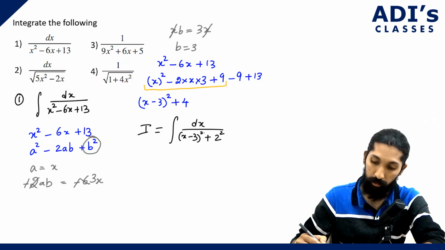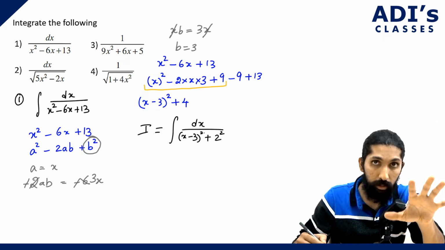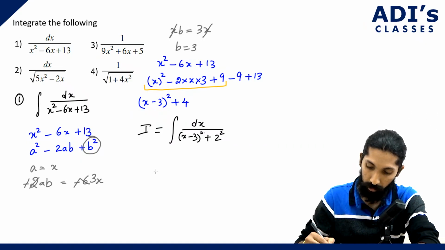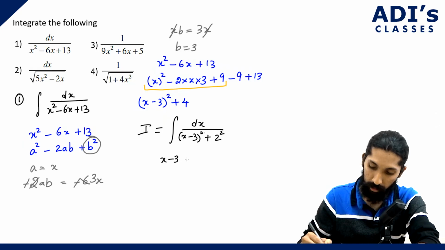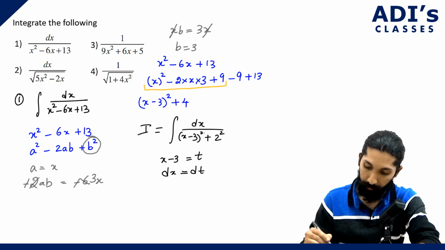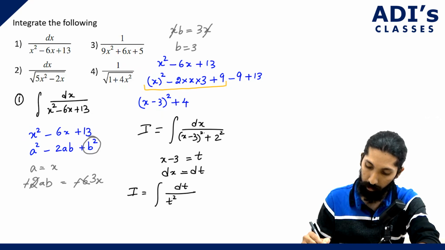Now see this one. This is of the form 1 by x square plus a square, right? So what do you do now? Take x minus 3 as t. So dx is equal to dt, right? Once you have dx is equal to dt, I becomes I is equal to integral dt divided by t square plus 2 square.